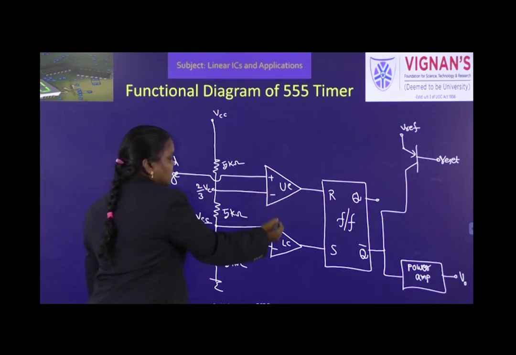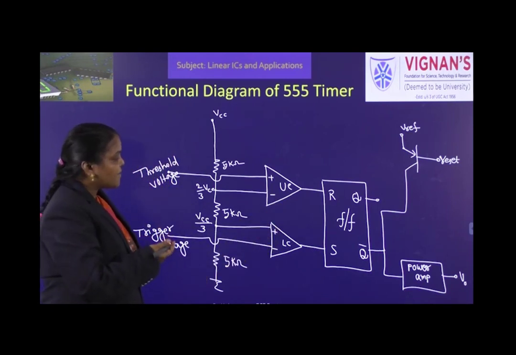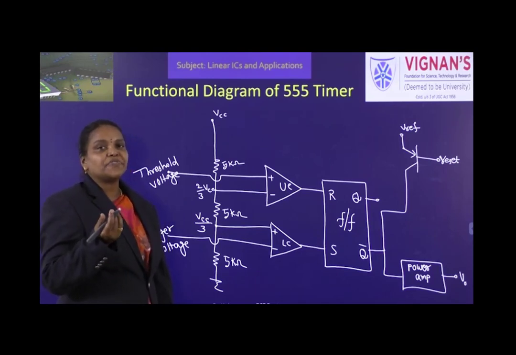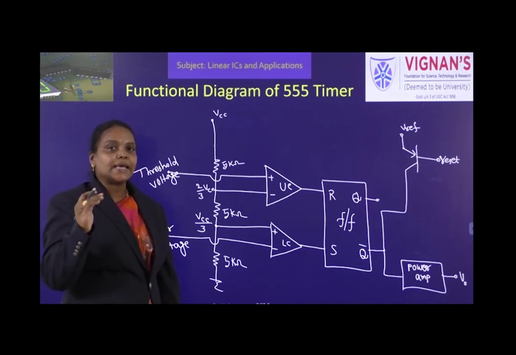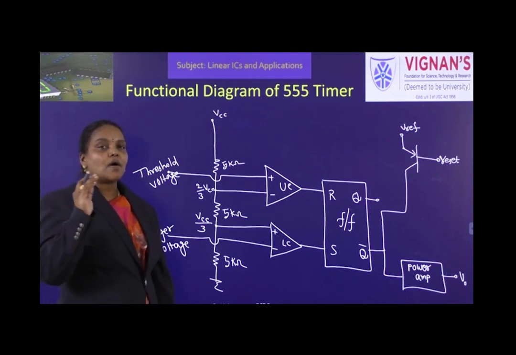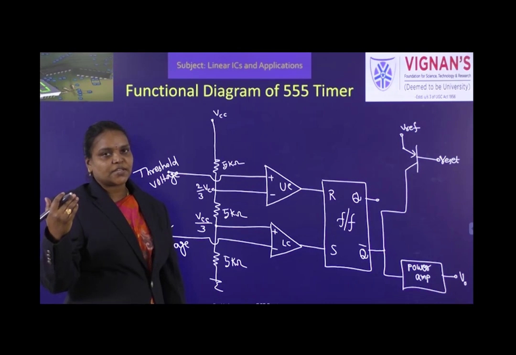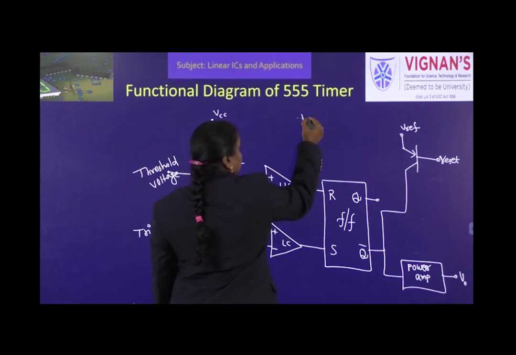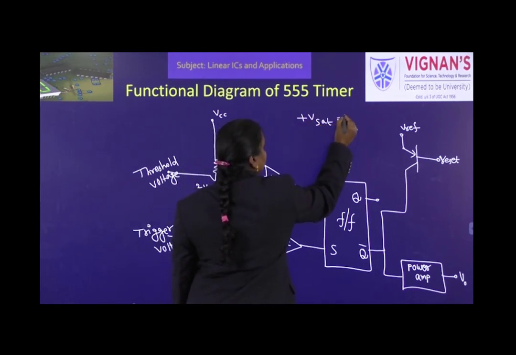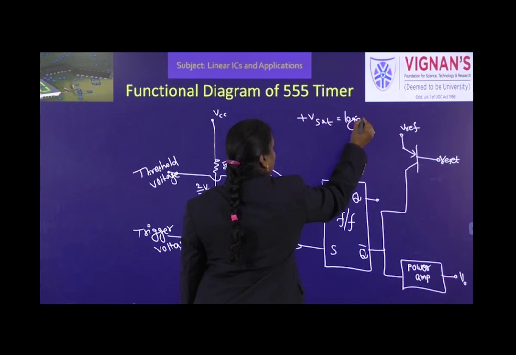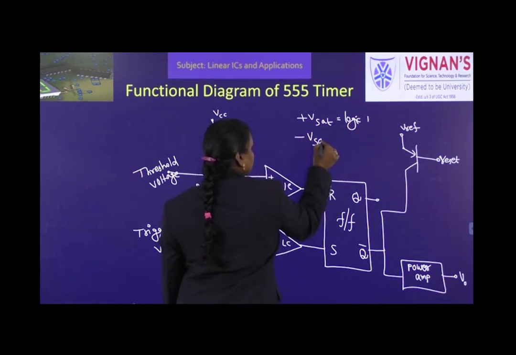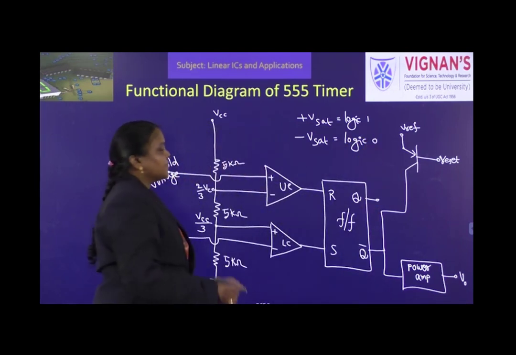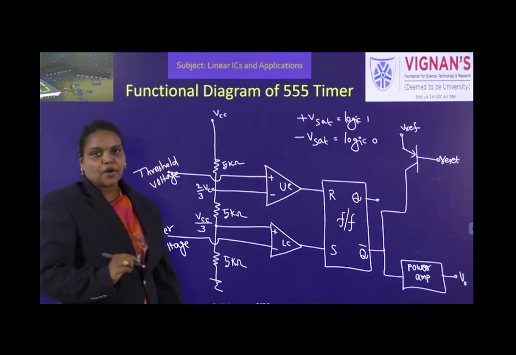So these operational amplifiers do not have any feedback, so they are operating in open loop configuration. In open loop configuration, the operational amplifier provides very high gain, and because of that high gain, the output will be either plus VSAT or minus VSAT. Here we take plus VSAT as logic 1, and minus VSAT as logic 0, because these outputs are driving the RS flip-flop.